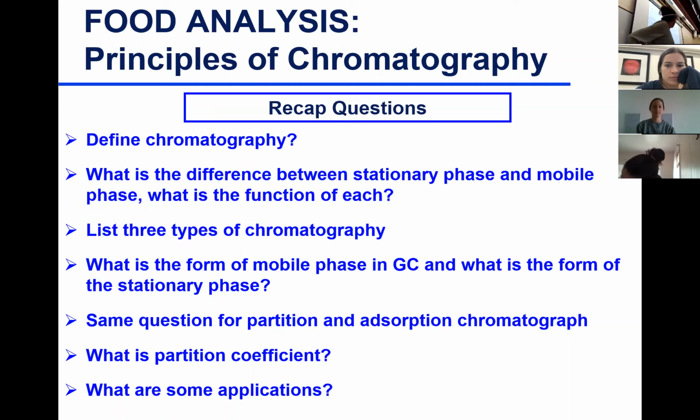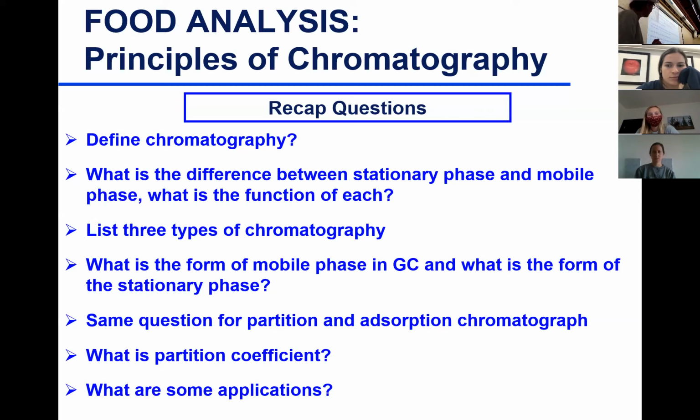Yes, Giorgino said that it is basically separation of a mixture. So when we have components within a mixture, chromatography allows us to separate them. And this is the first requirement before detection, identification, and quantification. So great, that's the simple definition of chromatography.